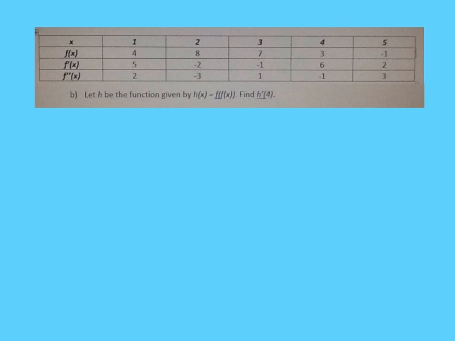For part B, we have another function h. This time h is f evaluated at f of x, and we want h prime of 4. So now we're looking at the chain rule. We have an inside function and an outside function, right? We have the inside function f and we have the outside function f. So we're going to do some chain rule here. So h prime of x, chain rule says, is the derivative of the outside times the derivative of the inside.